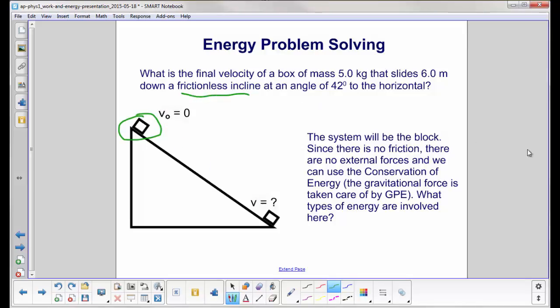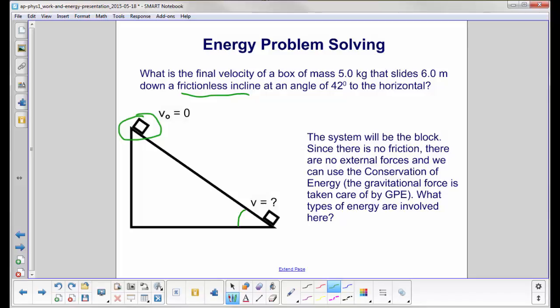Friction is not an issue on this incline, so we don't have to worry about friction, coefficients of friction, anything of that. It has a mass of 5 kilograms, it slides 6 meters, and it makes an angle of 42 degrees to the horizontal. Right here, this is our 42 degrees, and the displacement, this 6 meters, is the length along the hypotenuse. The system is the block.